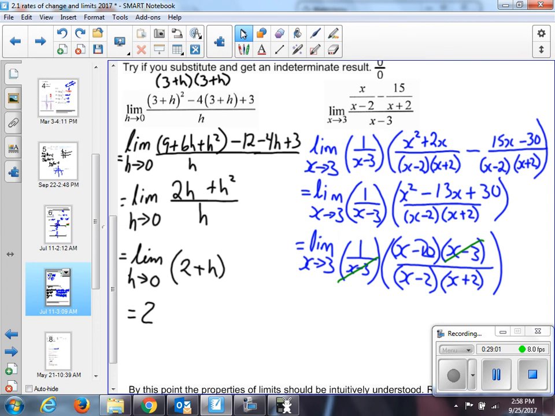So anyways, I'm going to drop the limit notation and say, well, I'm plugging in my 3. 3 minus 10 is negative 7. 3 minus 2 is 1. Okay, 1 times what? 3 plus 2, 5. Okay.